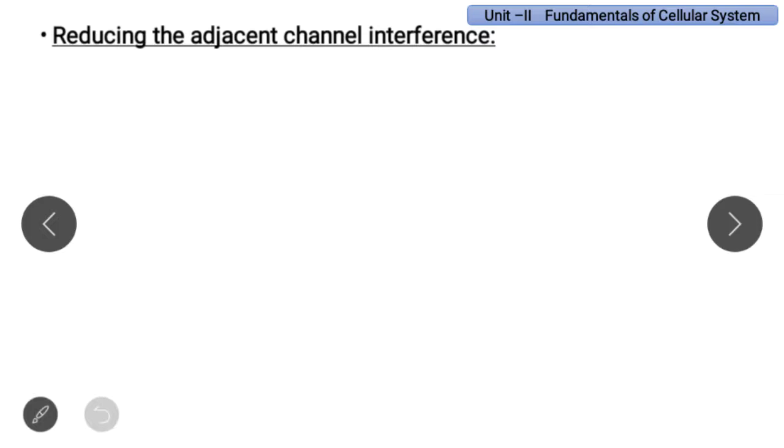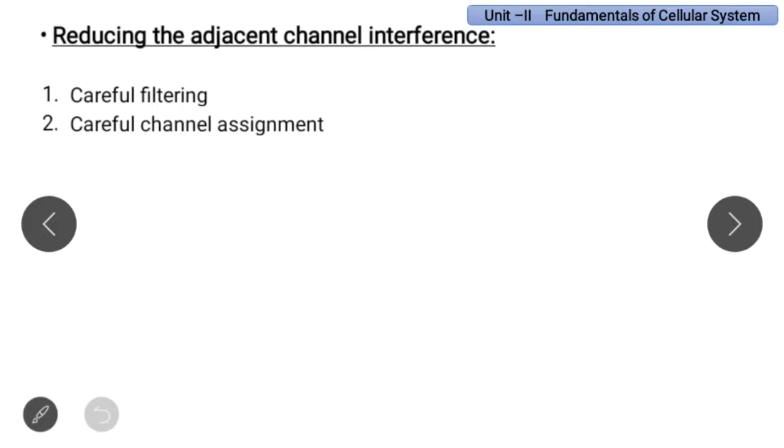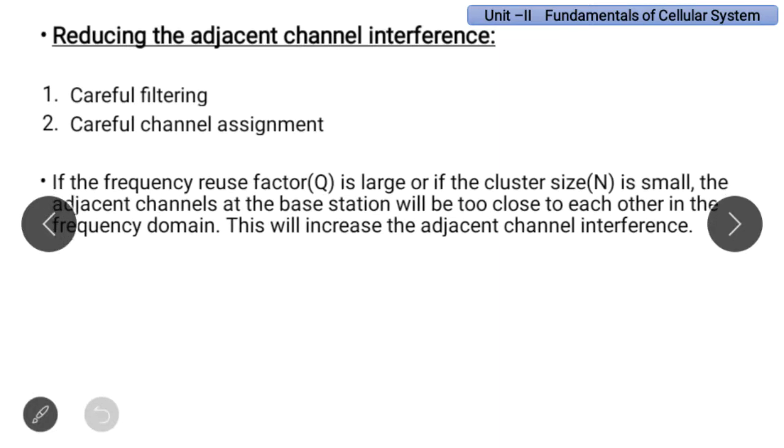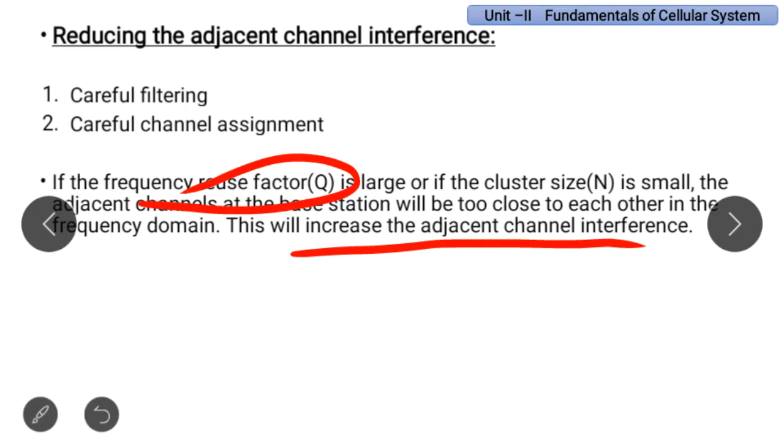To reduce the adjacent channel interference, there are two methods. Careful filtering is one method, and the second is careful channel assignment. If we do careful channel assignment, then adjacent channel interference will not occur. If the frequency reuse factor is large or cluster size n is small, the adjacent channels at the base station will be too close to each other in the frequency domain. This will increase the adjacent channel interference. So always keep in mind the frequency reuse factor and cluster size.